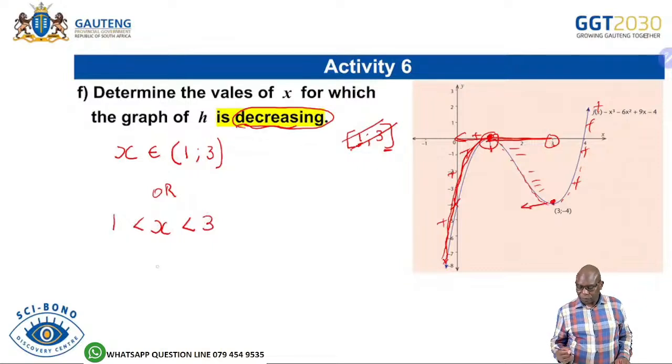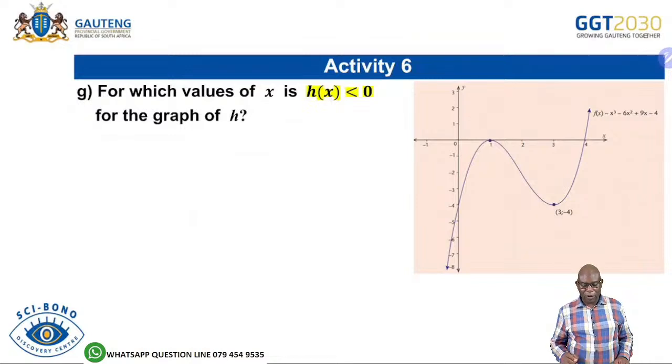Right. The next question, G, it says, for which values of x is h of x less than 0? These two questions are different. The first one was talking about decreasing, where the graph is decreasing. But this one is saying, where is the graph less than 0?